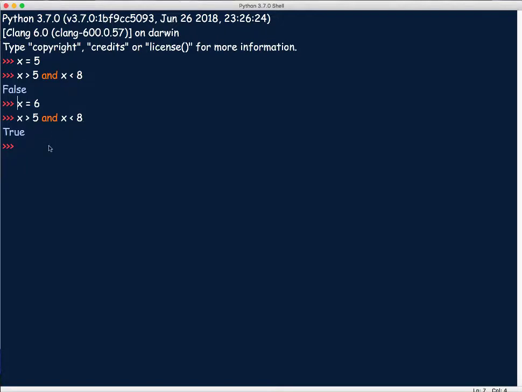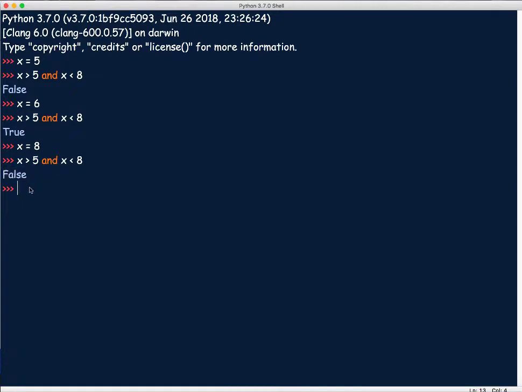So let's try another number. Let's try x equal to 8, for example. Again, it's false, okay? The reason why is while 6 is greater than 5, right? And it's also less than 8. That's why we got the true. But here, even though 8 is greater than 5, it is not less than 8. And because of that, it evaluates false.